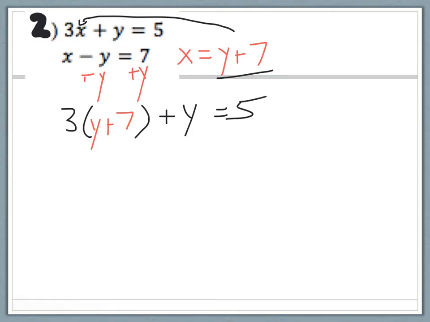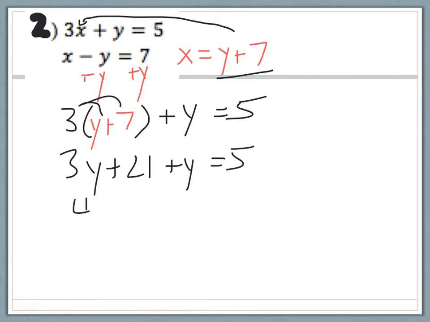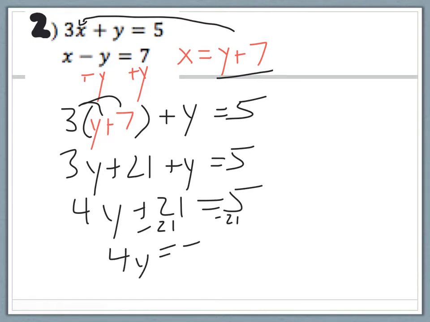Okay. So we'll distribute. So we have 3y plus 21 plus y equals 5. Go ahead and add our y, so we have 4y plus 21 equals 5. Now we'll go ahead and subtract both sides by 21. So I get 4y equals -16. Now when we divide that, we're going to get y equal to -4. Okay. Once I have that, I'm not done though. I need to actually plug that back in.